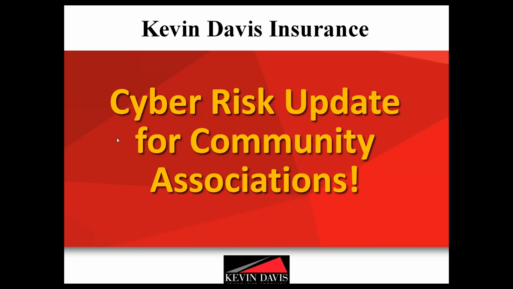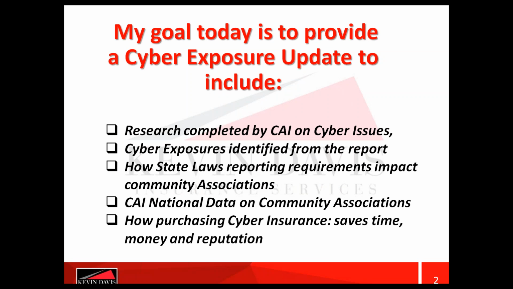There will be 5 parts that we're going to talk about. The first part is the research recently completed by CAI on cyber-related issues. It was presented by FCAR, the Foundation for Community Association Research, where they interviewed 600 community association managers, board members, and industry professionals. The second thing is we're going to discuss the cyber exposures identified from that report. We'll also talk about something we haven't talked about in a while, how state laws and reporting requirements impact community associations. We're going to look at the national data that CAI put out on what community associations look like today. And then we'll talk about how purchasing cyber insurance can save you time, money, and your association's reputation. Absolutely. That's our topic for today.